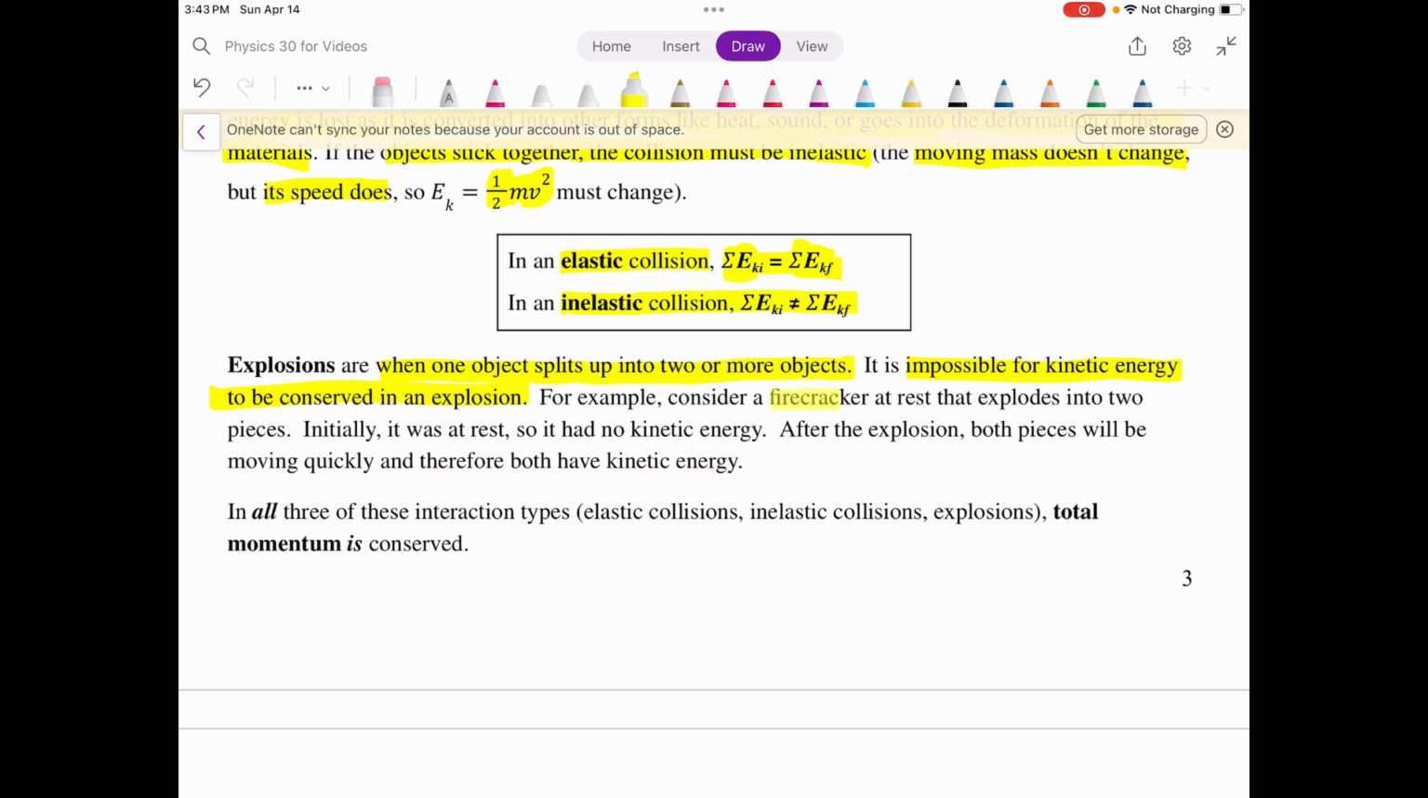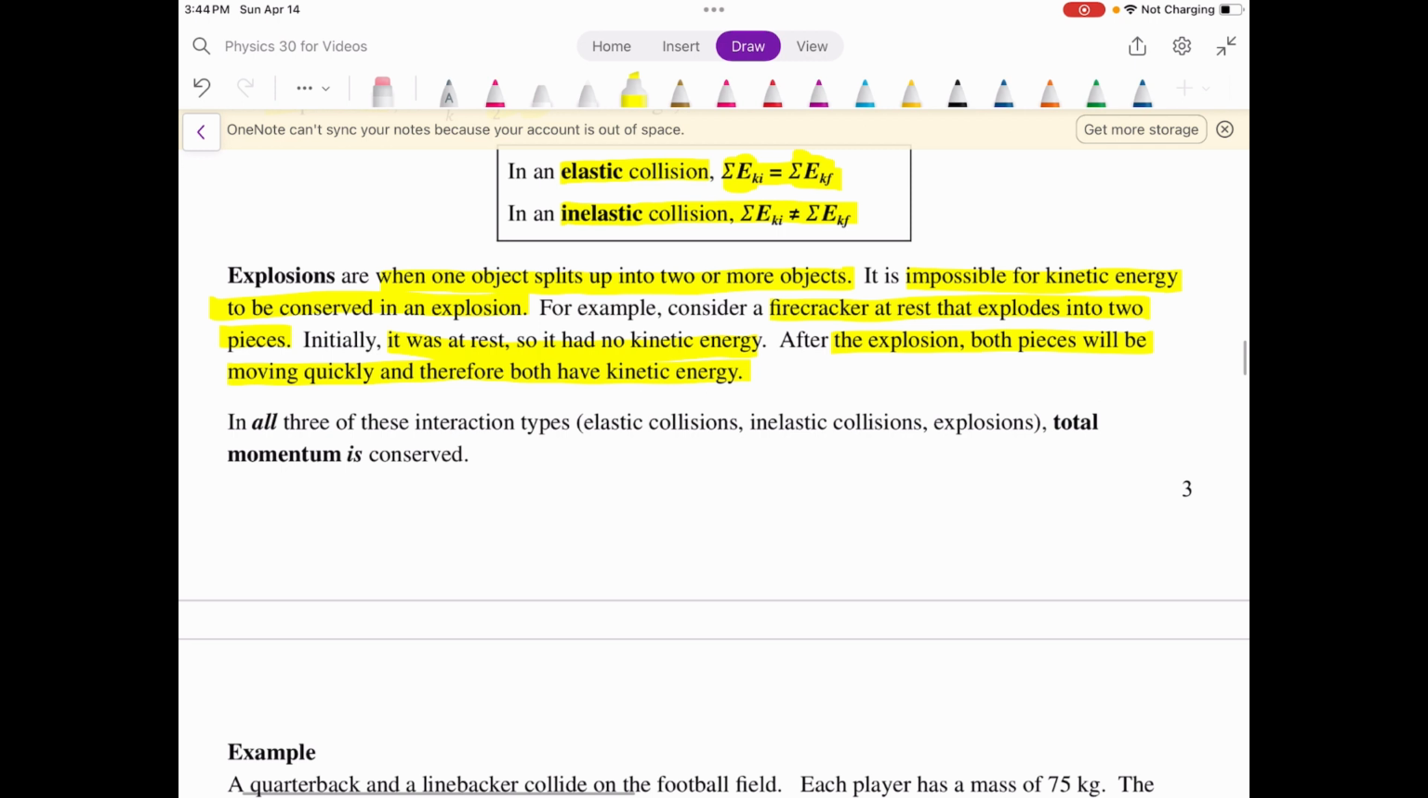Again, consider a firecracker that's at rest, explodes into two pieces. Initially, it was at rest, so it had no kinetic energy. After the explosion, both pieces will be moving quickly, and therefore both have kinetic energy. So there is no way for an explosion to be an elastic interaction. It will always be inelastic. There's no chance at kinetic energy being conserved, okay? So in all three of these interaction types, elastic, inelastic, and explosions, total momentum is conserved.